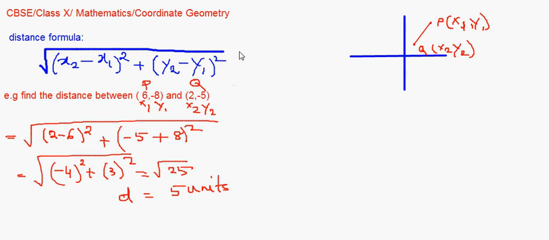Now we take a few more examples of how differently the formula can be used in other ways. Move on with another question. I need to write down the question first. Show that the points 6, 9, 0, 1 and minus 6, minus 7 are collinear.